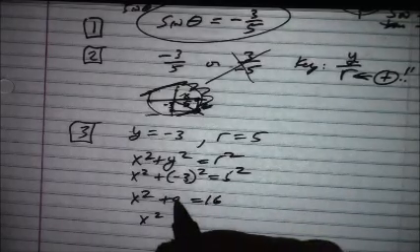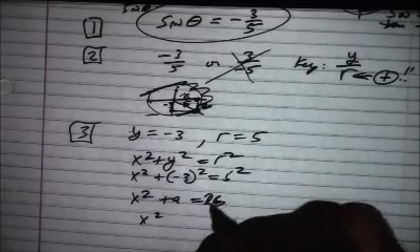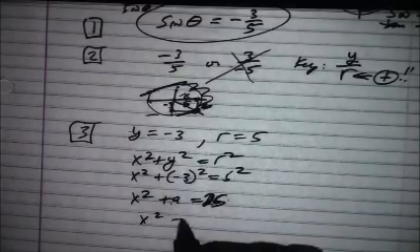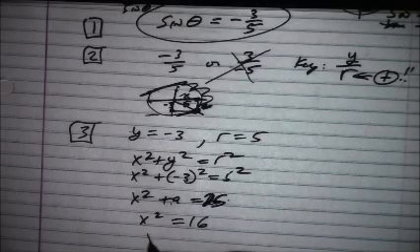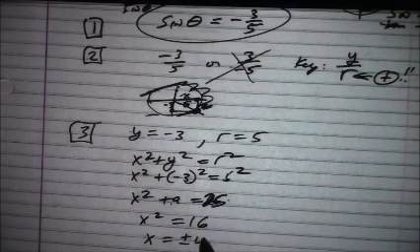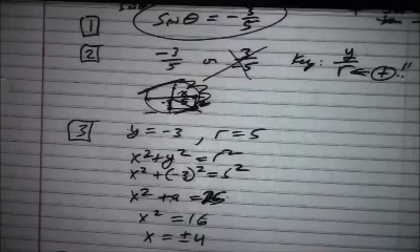X squared is 16. Oh, not 16, I'm getting ahead of myself. This is a 25. That's 9. When I subtract 9 from 25, I get 16. So x is equal to plus or minus 4. Do the square root there.